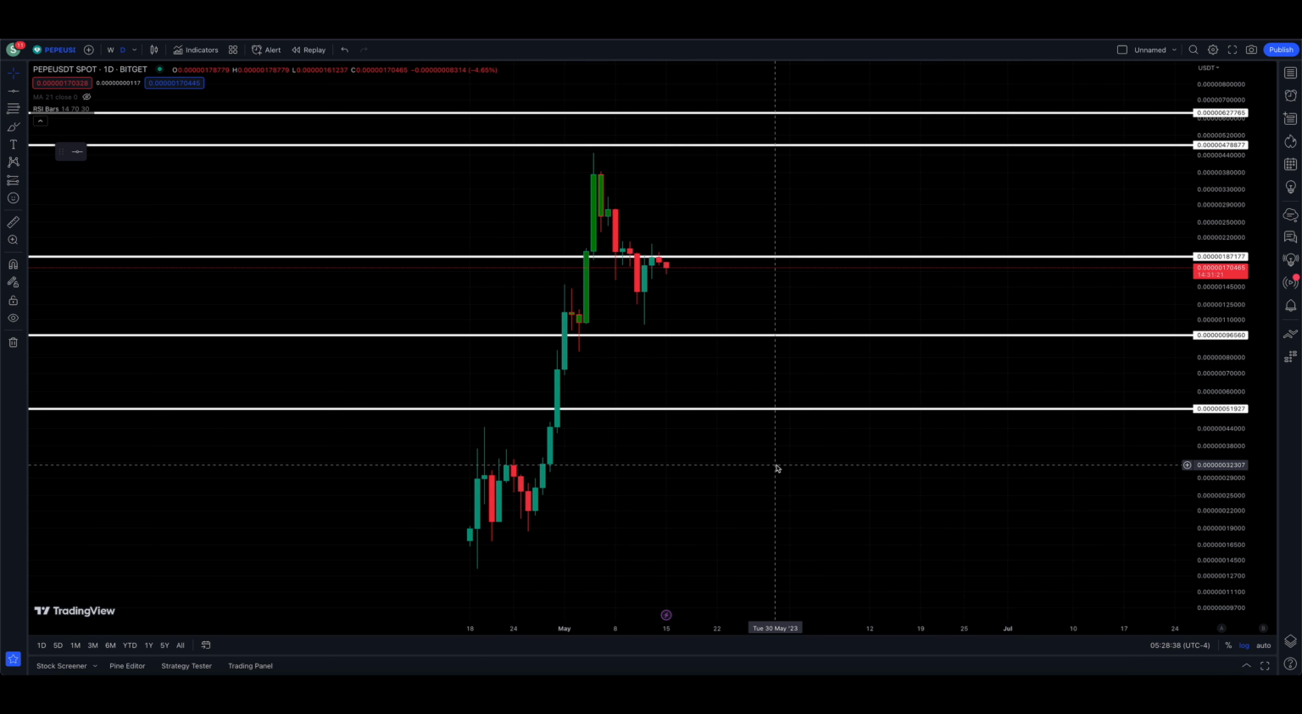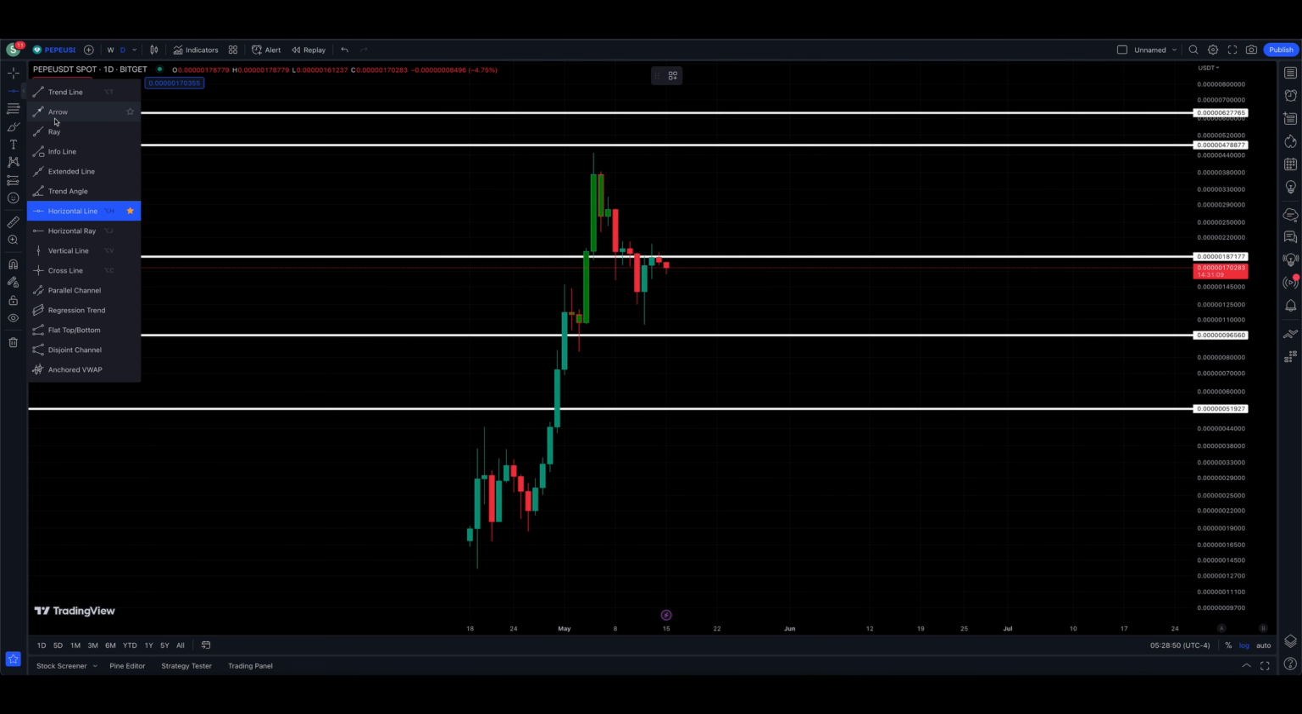So currently, this is the BitGet chart, PEPE USDT, the spot chart. Daily chart, we have a couple different levels we want to talk about here. So let me get the arrow tool on my chart.